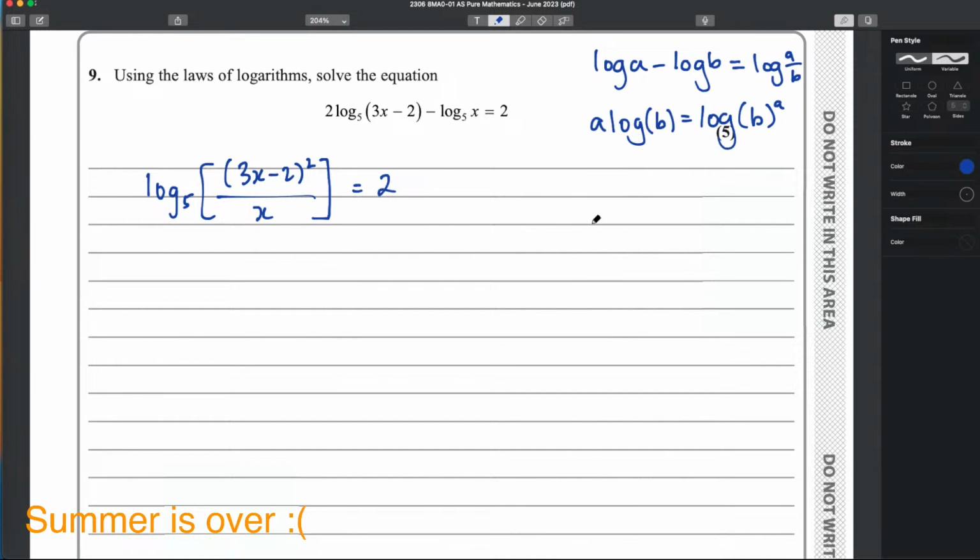Yeah, so this would still be equal. If we have A equals B and then raise them both to powers of 5, then this is still a valid equation. So let's say these are powers of 5. 5 to the power of log base 5 of 3x take 2 all squared over x equals 5 to the power of 2. So this is another log law. There's 3 log laws we need here.